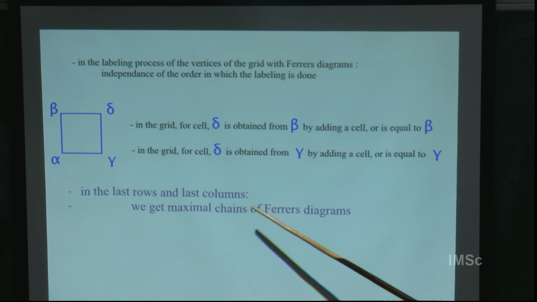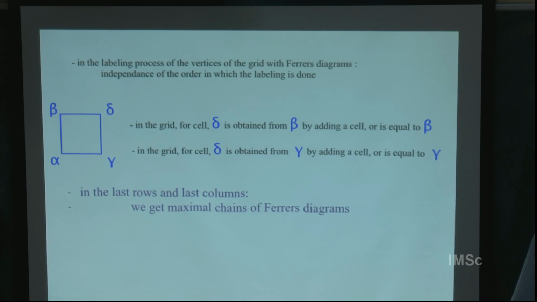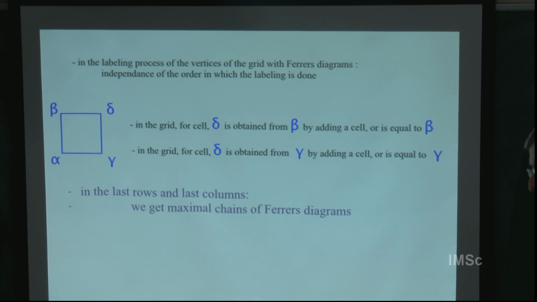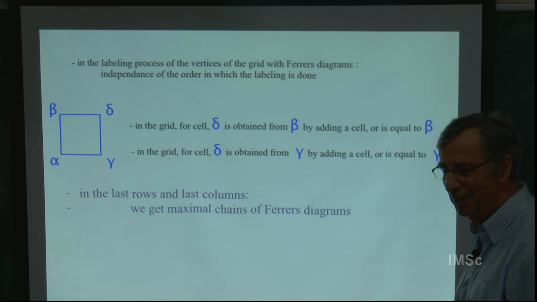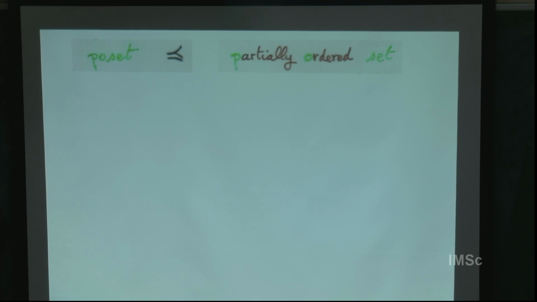Then, in the last row and last column, we get a maximal chain of a Ferrer diagram. What does maximal chain of Ferrer diagram mean? I am referring to the Young lattice. I am referring to a poset. So let's take a few elementary facts about posets.